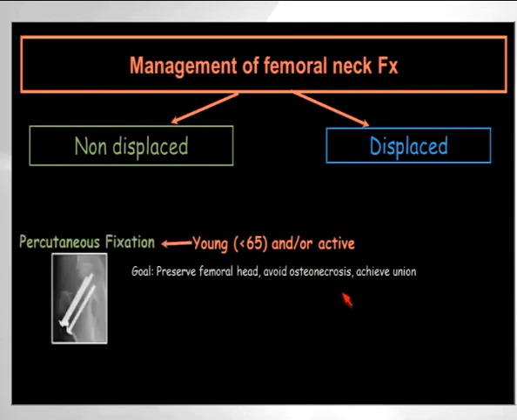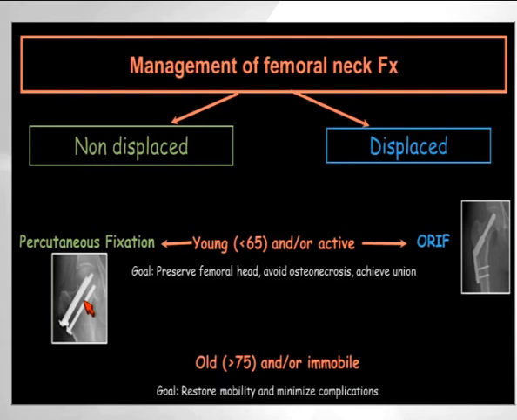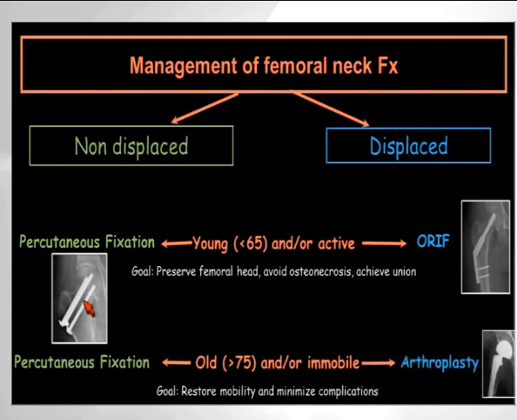If it's non-displaced, the surgeon would do percutaneous fixation. They'll just put 3 pins and stabilize the femoral neck. If it's displaced, then he can put these 3 pins, but it would be more internal fixation. And if you are old, more than 75, then the goal is to restore mobility and minimize complications. Again, you can do percutaneous fixation if it's non-displaced; if it's displaced, then arthroplasty.